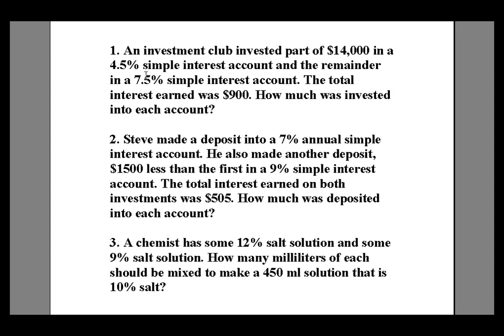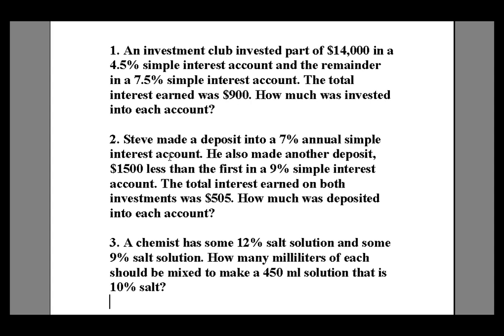All right, so number one, an investment club invested part of $14,000 in a 4.5% simple interest account and the remainder in a 7.5% simple interest account. The total interest earned was $900. How much was invested into each account? All right, so investment problem.